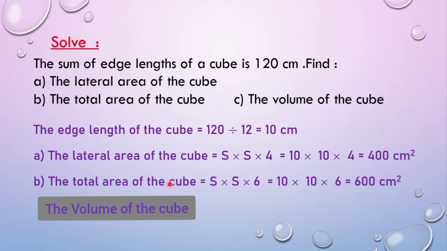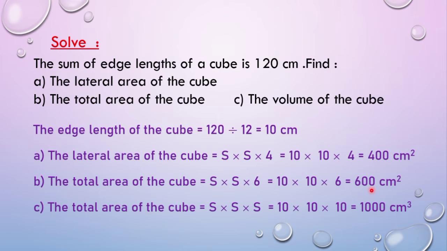Letter B, the total area of the cube. Side times 6 equals 10 times 10 times 6 equals 600 centimeters square. And the volume of the cube equals side times side times side. So 10 times 10 times 10 equals 1000 centimeters cube, because this is the volume.